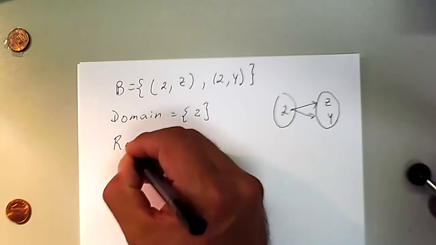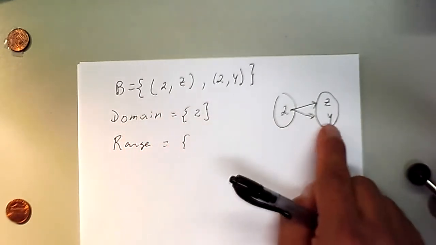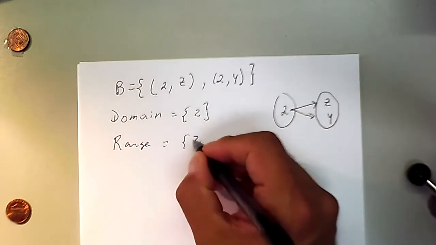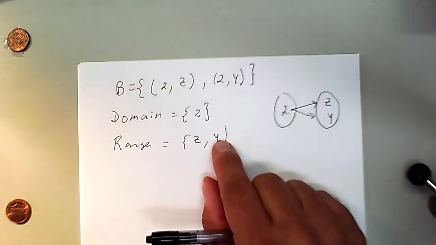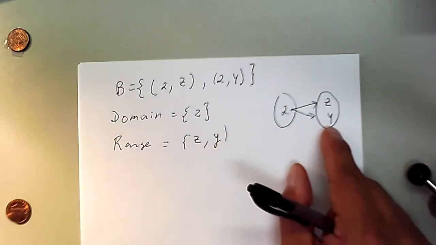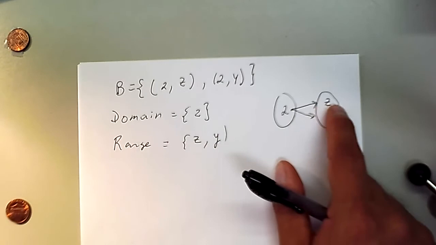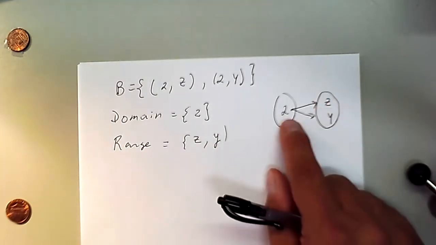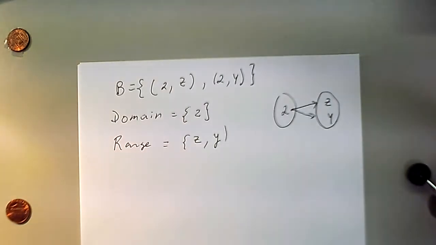The range is this set, the one that contains Z and Y. Sometimes I put a little hook on my Y, because otherwise it can be confused with a 4. It's not a 4, it is a Y. And that's why I also cross my Z's, so that I don't confuse them with 2's. So this is the domain, and this is the range.